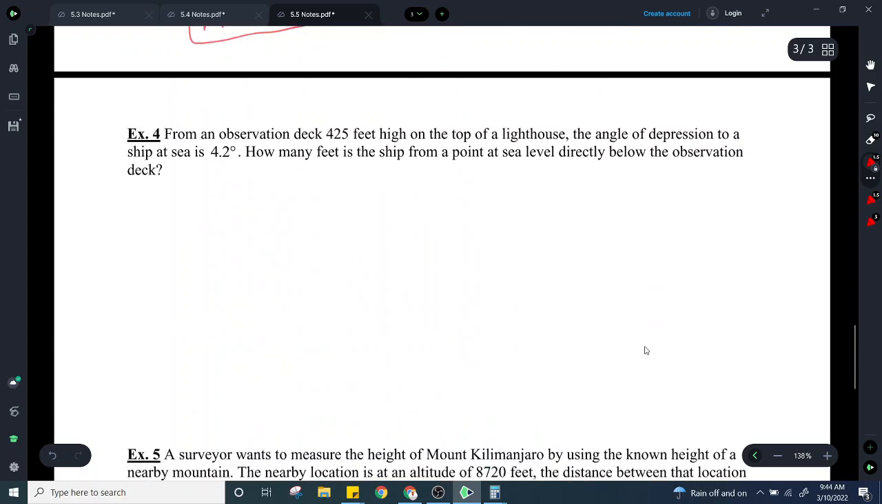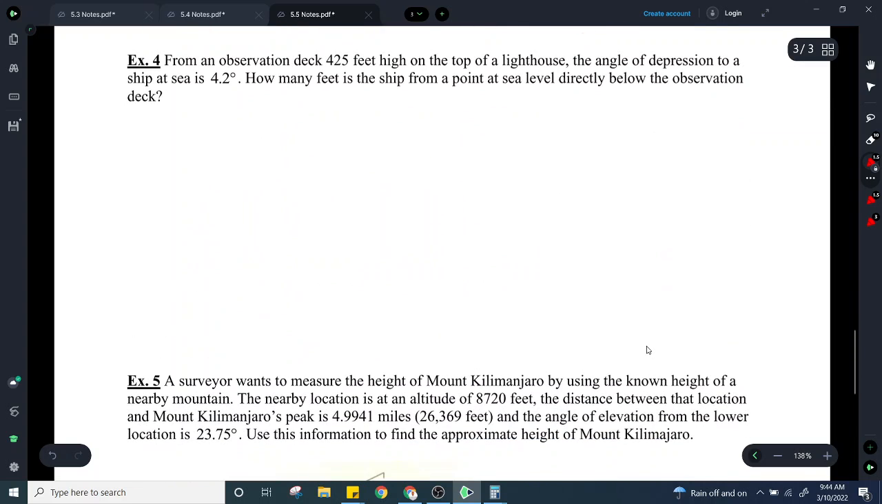All right, a couple more quick application questions. From an observation deck 425 feet high on the top of a lighthouse, the angle of depression to a ship at sea is 4.2 degrees. How many feet is the ship from a point at sea level directly below the observation deck?